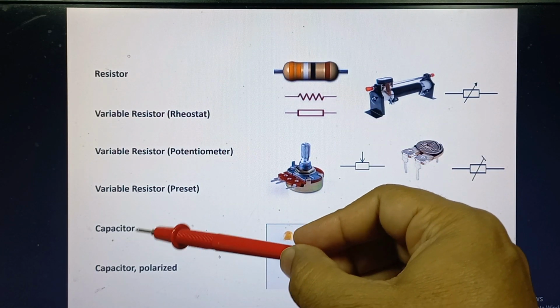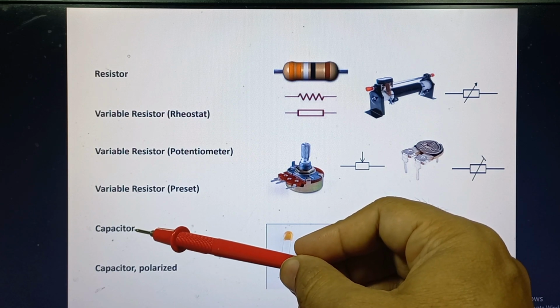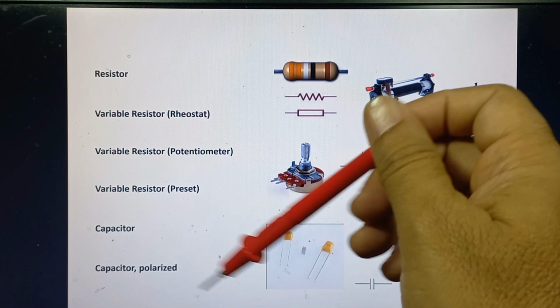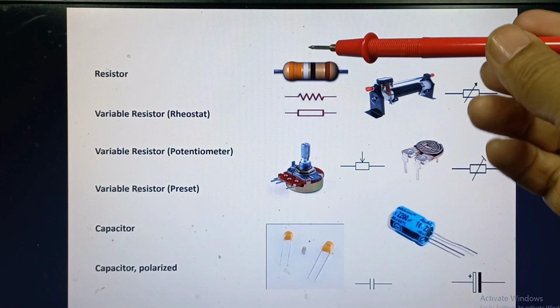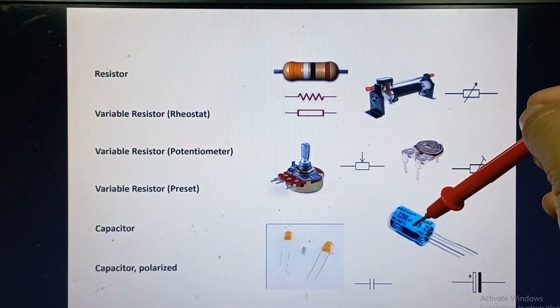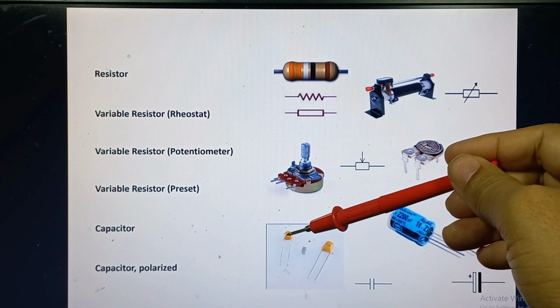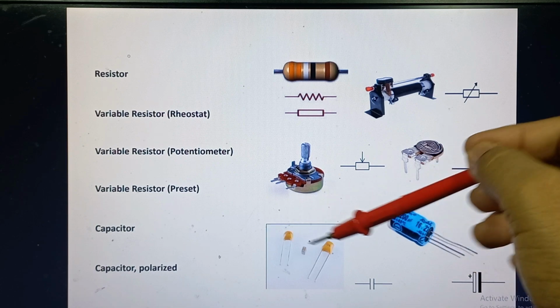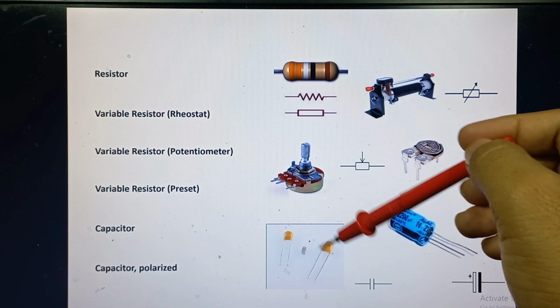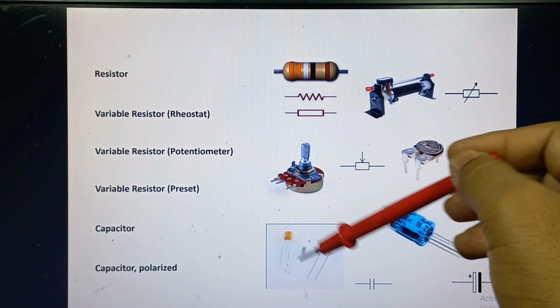Now coming to another component, which is the capacitor. A capacitor is a device that stores charge. These are the physical appearances of capacitors. Here you can see this one is an electrolyte capacitor, and these are the non-electrolyte. They can be an electrolyte, but their polarities are normally not mentioned.